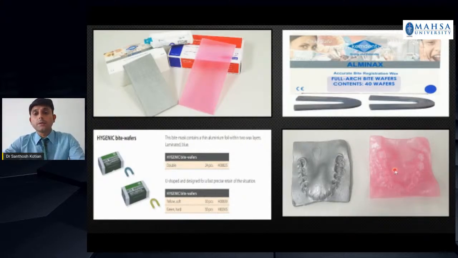But the only problem with the modeling wax is that the heating of the modeling wax is not uniform, and when you take it out from the patient's mouth also, very easily it can flex and move, and the orientation of your bite registration can change. Whereas the Alminax is more stable, is a bit thicker than the modeling wax. When you heat it in boiling or hot water, the heating of the wax is very uniform. You can actually see the difference when you heat the modeling wax and the Alminax. There is a uniform heating and uniform cooling, so the errors are very less.